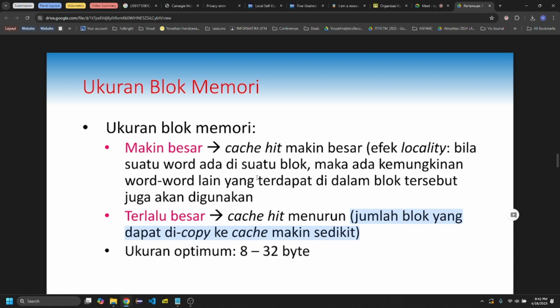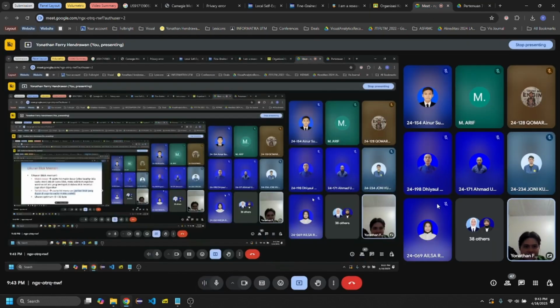Wait. Fewer cache lines. Wait. Okay. Yes. Here is the thing.